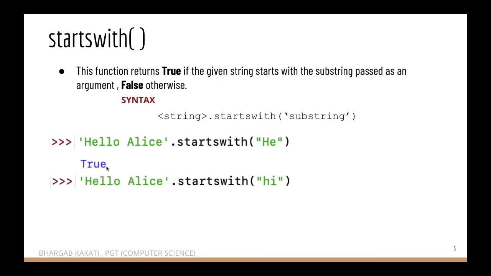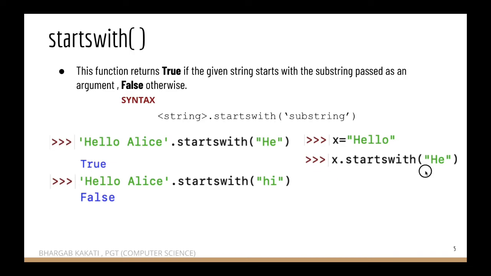Let's consider the second example, hello Alice dot starts with hi. Does it start with hi? No, it does not start with hi. Therefore, it will return the result as false. I can store the string in some variable also. For example, x equals hello, and then in the next line, if I give x dot starts with he, is it starting with he? Yes, it is starting. Therefore, it will return the result as true. That's the utility of the starts with function.